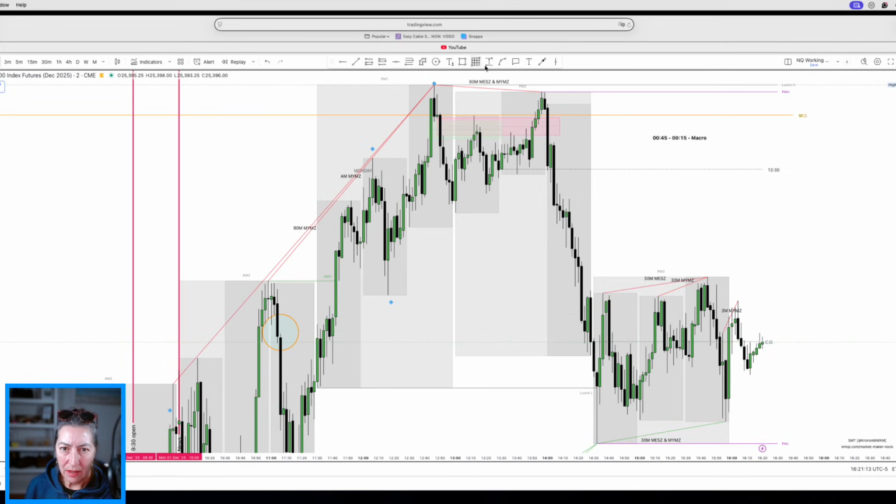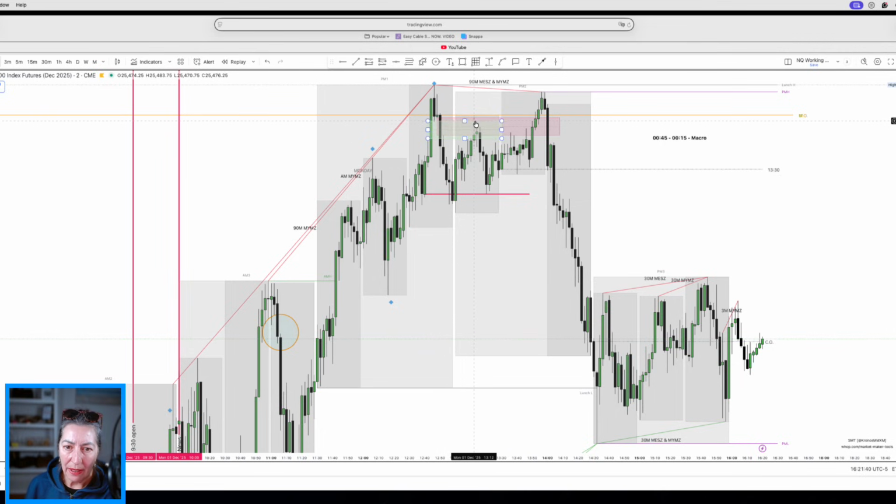Where's the change in the state of delivery? Change in the state of delivery is here. Why is this the change in the state of delivery? Because this black candle here is the last candle that pushed price up. So price comes down, forms a change in the state of delivery. We have a breaker, we have a CISD, an inverted fair value gap, and a fair value gap.